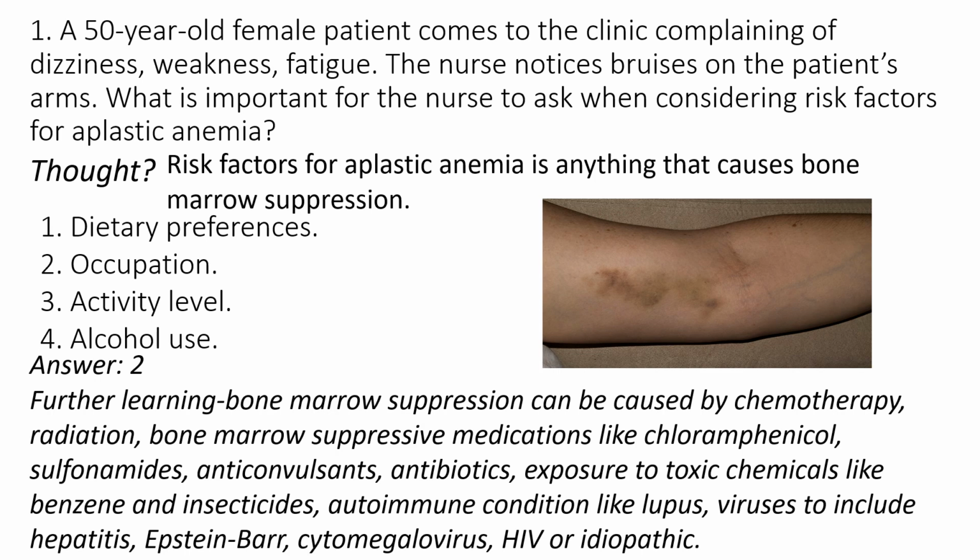And so in the choices, the only option we had that made any sense was what is her occupation. So in the further learning, bone marrow suppression can be caused by chemotherapy, radiation, bone marrow suppressive medications, chloramphenicol, sulfonamides, anticonvulsants, and some antibiotics, exposure to toxic chemicals, maybe in your occupation, benzenes, insecticides, some autoimmune conditions like lupus, some viruses to include hepatitis, Epstein-Barr, which is mono, cytomegalovirus, HIV, and sometimes they just don't know why the bone marrow isn't working, and that would be called idiopathic.